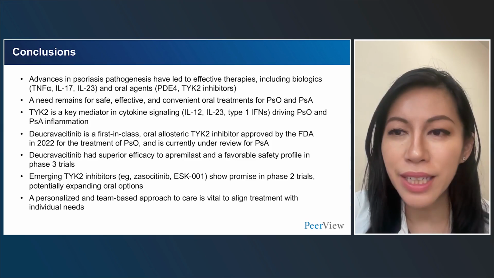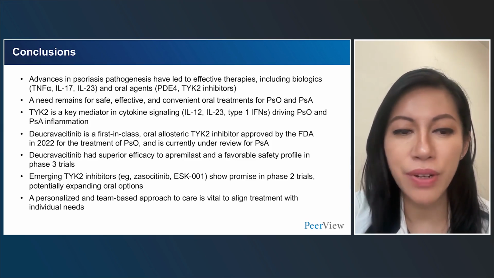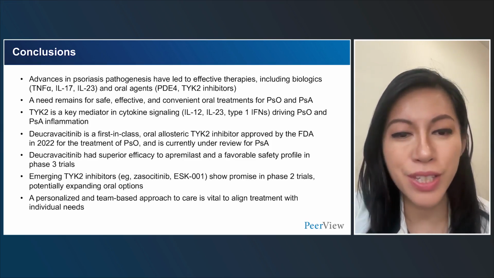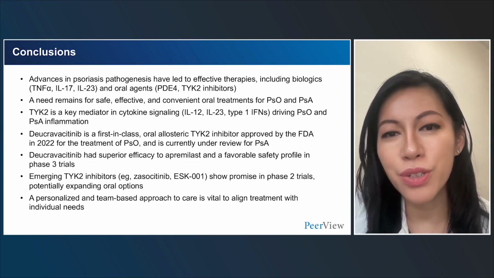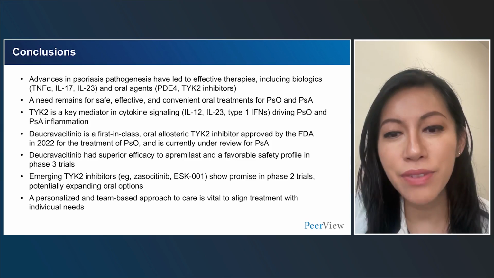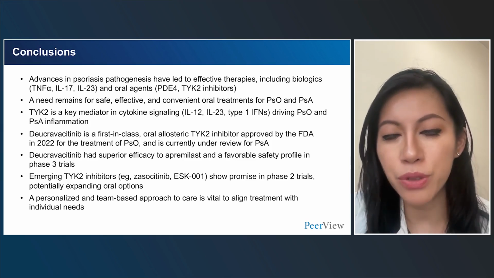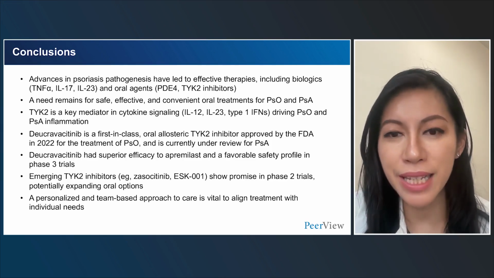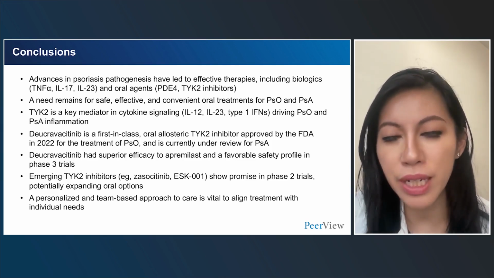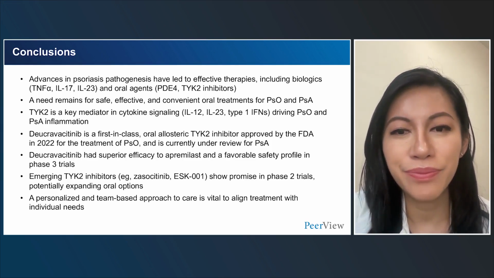And then finally, we touched upon how a personalized or team-based approach is very important for our patients working with our rheumatology colleagues, even if we know that, for example, deucravacitinib has good coverage in the joints, but oftentimes it's very important to have the patients further evaluated just to make sure that we're not missing any other inflammatory arthritides or that the diagnosis of PsA is correct.